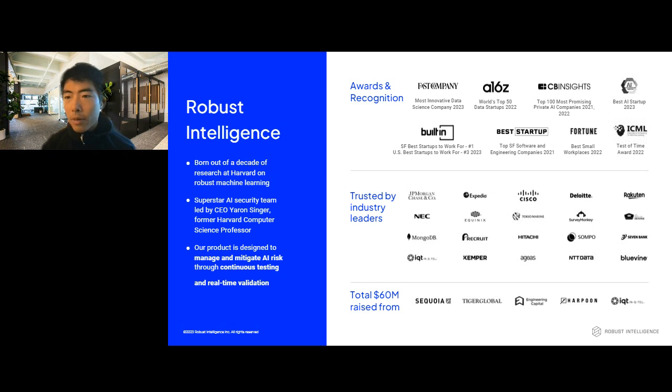We've already been working with many enterprises like JP Morgan Chase, Expedia, Cisco, Deloitte, and so on. As a startup, we've raised a total of 60 million from top VCs like Sequoia, Tiger Global, and In-Q-Tel, which is a US DoD-backed VC.